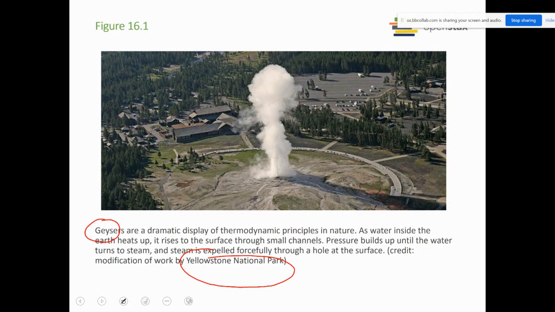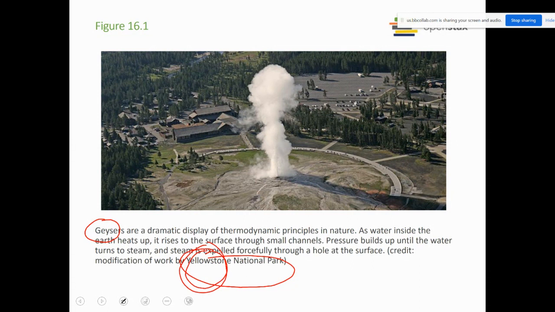I haven't been there, but I'm hoping that's Yellowstone, because that's what the credit says. So remember, there is lots of underground water all around the earth, right? But have you ever thought about why this kind of geyser only happens in Yellowstone National Park? What causes the steam to be expelled here and not at other places on earth where there is lots of underground water?